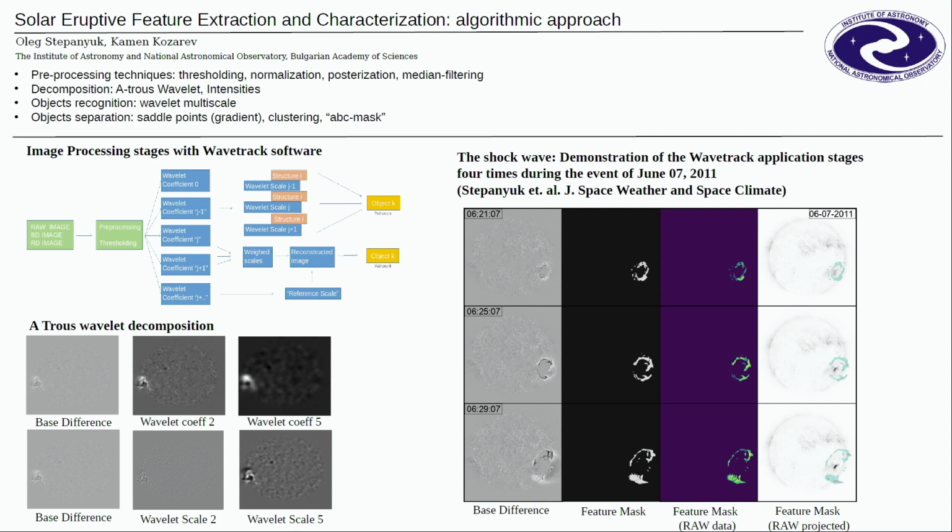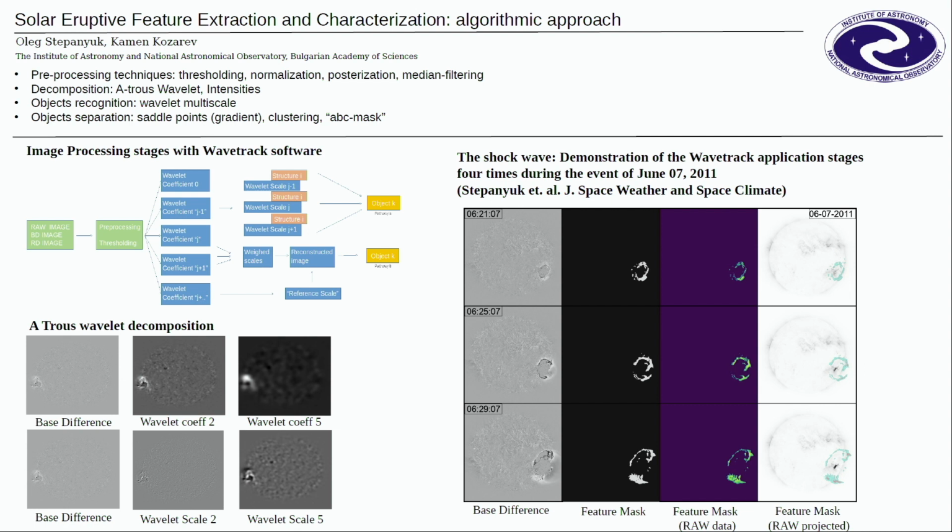And then either reference masks or object criteria are applied, and certain filtering techniques and a median filter could also be applied. And what do we have actually on the output? In the left column of this image, we see base difference images. On the right, the second column, we see object masks.